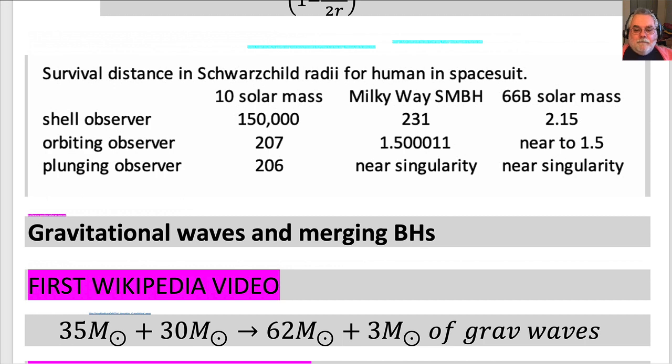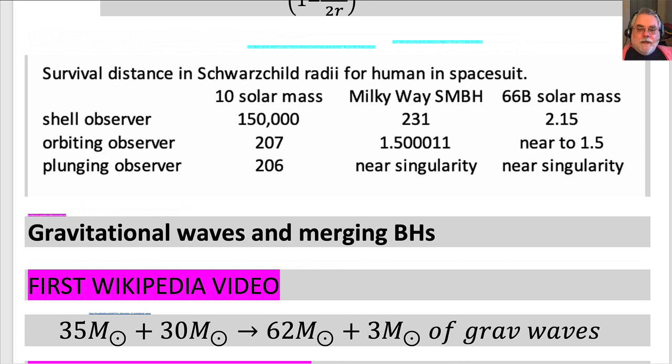That highly energetic event was the inward spiral and merging of a pair of black holes with masses of 35 and 30 solar masses, creating one rotating black hole of 62 solar masses, not 65, and radiating away 3 solar masses of rest mass energy as gravitational waves, 1,000 times more radiated energy than the brightest supernova.